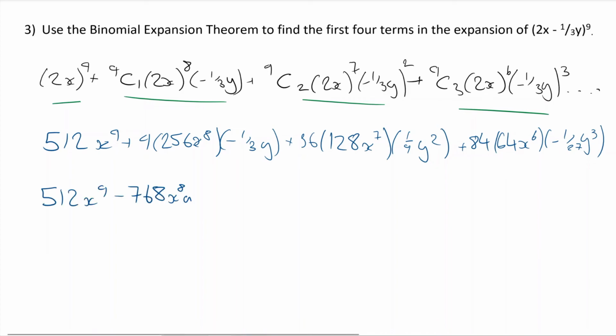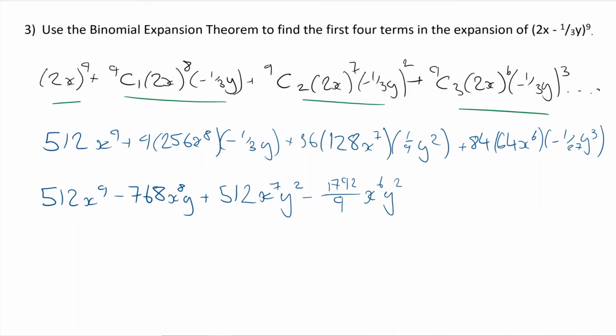We have 512x to the power of 9 plus 9 times 256x to the 8 times minus a third y, which gives us minus 768 times x to the power of 8 y. Add 512x to the 7 y squared, minus, now finally, 1792 over 9 multiplied by x to the 6 times y squared.